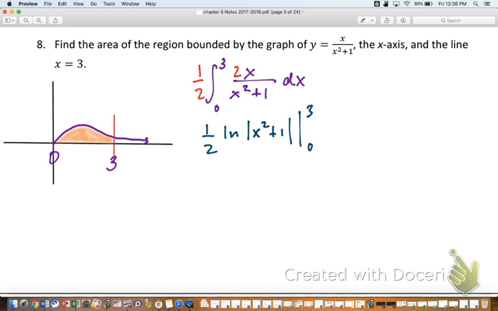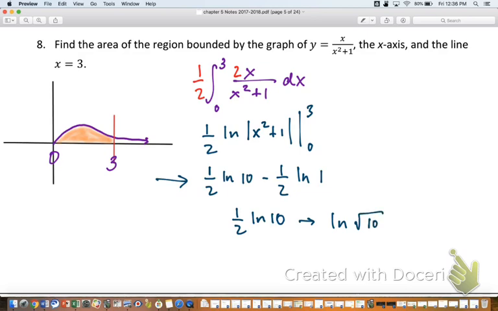And then it's just a matter of doing FTC1. So it would be 1/2 natural log of 3 squared is 9, 9 plus 1 is 10, minus 1/2 natural log of 0 squared is 0 plus 1 is 1, and ln of 1 is 0. So if you wanted to, you could write this as your final answer, 1/2 natural log of 10. Although if you left it like this, it would be just as good. If you wanted to be super cool, you could write this. Remember those old rules? You don't really have to do that, but anyways.